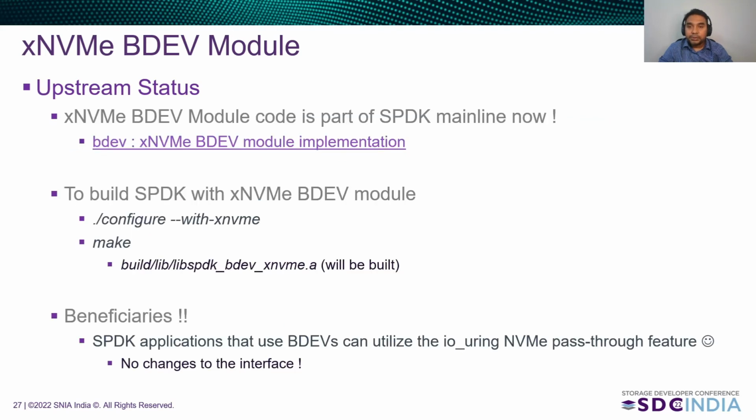The xNVMe BDEV module is part of SPDK mainline now. To build SPDK with the xNVMe BDEV module, run configure with the option --with-xnvme and build the code with make. SPDK applications that use BDEVs can utilize the pass-through interface without any change to their interface.